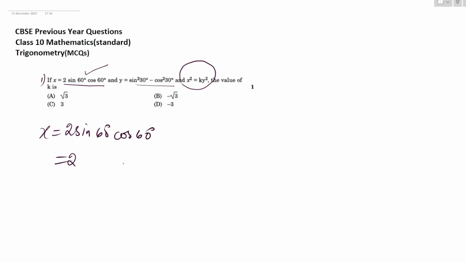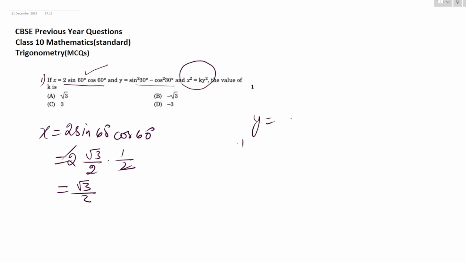Now, if you have not seen my video on how to find sin 60 degree, you can go and check out my previous video in which I have discussed the trick to find the trigonometric ratios of specific angles. Here sin 60 degree will be root 3 by 2 and cos 60 degree will be 1 by 2. So in this way I got x is equal to root 3 by 2. Now similarly I will solve for y.